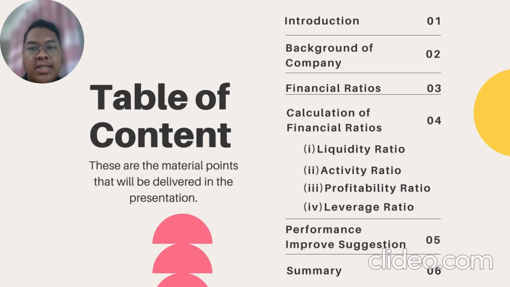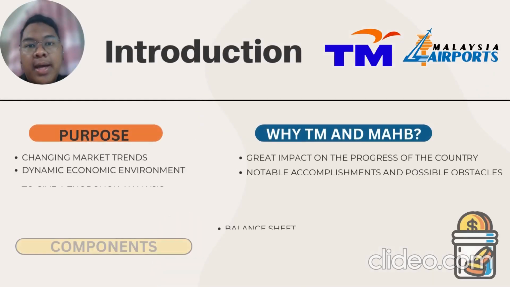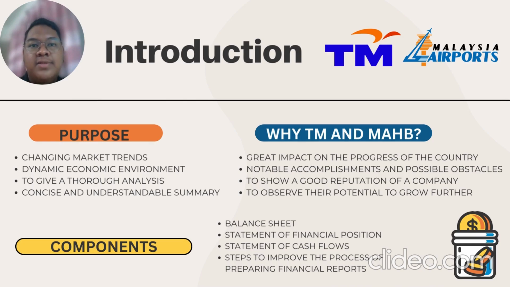There are four types of financial ratios calculated in this financial statement analysis, which are liquidity ratio, activity ratio, profitability ratio, and also leverage ratio. The fifth content is the performance to improve suggestion, and the sixth part is the summary of this group project analysis. Now, I am going to present the introduction section of this group project.